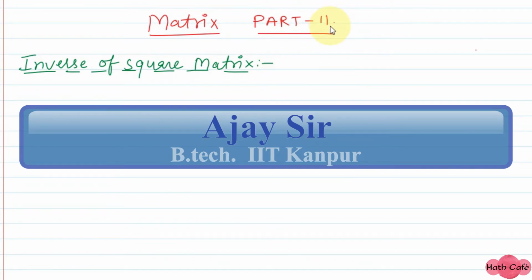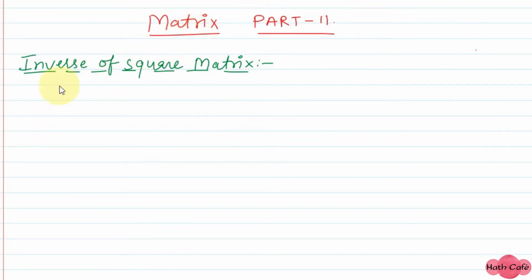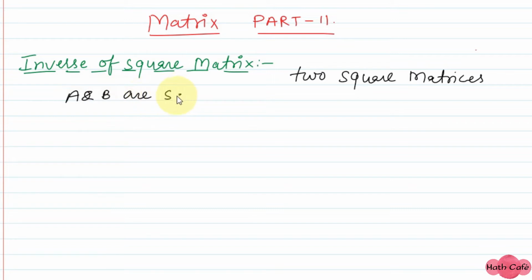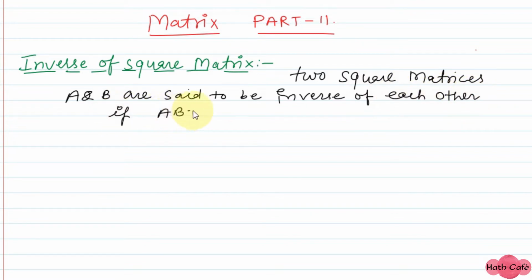So this one is part 11 of our topic which is matrix, and this video is all about inverse of square matrix. Two square matrices A and B are said to be inverse of each other if AB is equal to BA is equal to I.